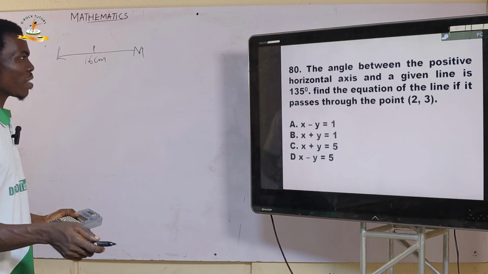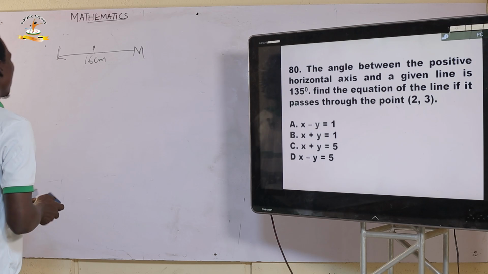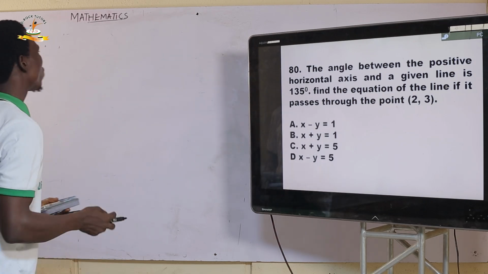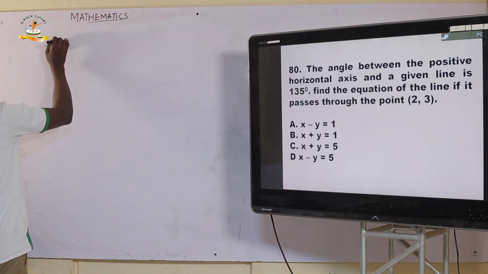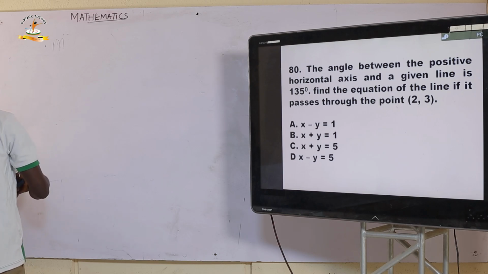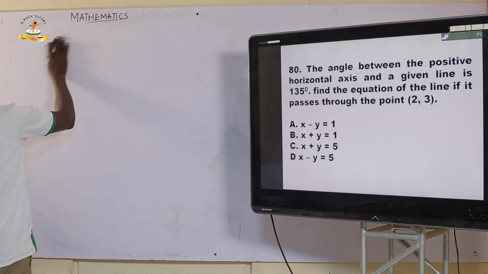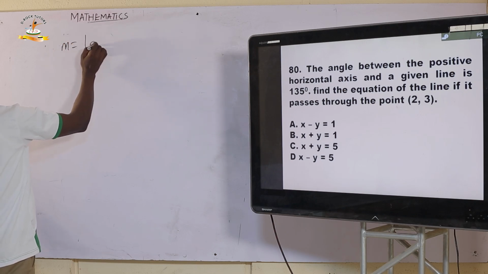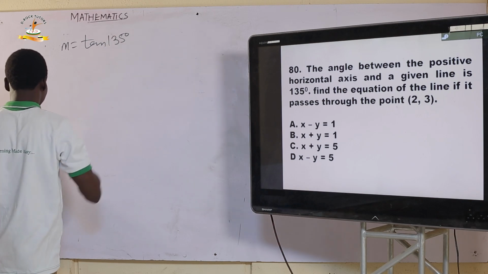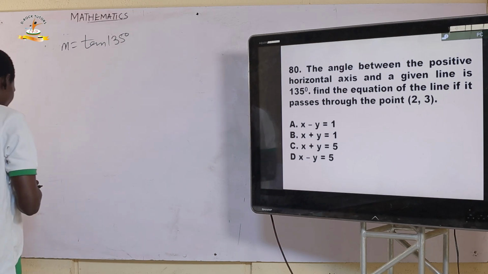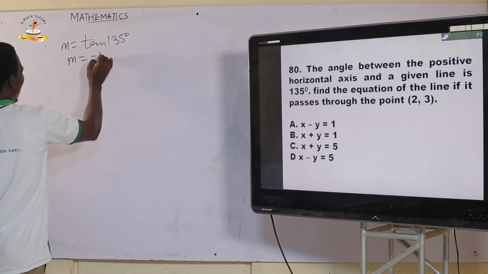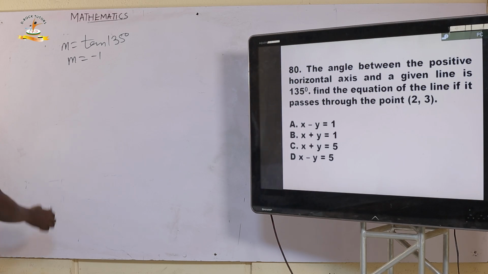Next question. The angle between the positive horizontal axis and a given line is 135 degrees. Find the equation of the line if it passes through the point 2, 3. And in this case, don't forget we said that the angle of a line gives the slope, which is the tan of the angle. It means that my slope m is tan of 135 degrees. If you press this, you're going to have tan 135, and that is minus 1, meaning the slope of the line is minus 1.